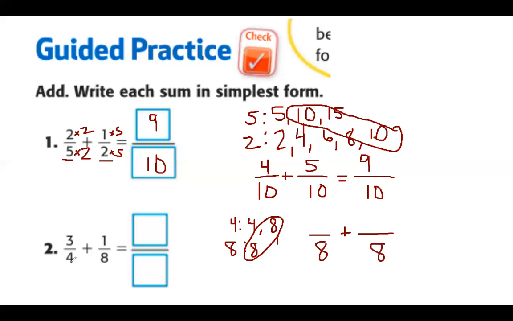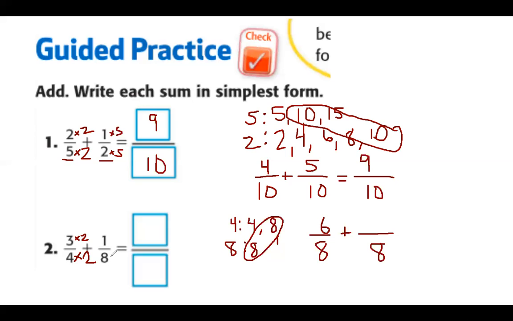Okay, so I need to ask myself, how do I get from 4 to that 8? What would I multiply 4 by to get to the 8 I need? I would multiply by 2, which means that I'm also going to multiply 3 times 2. 3 times 2 gives me 6. Okay, so there's my new fraction. 3/4 turns into 6/8.